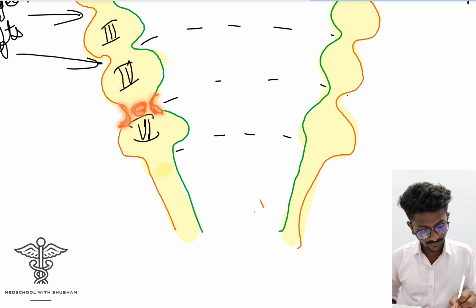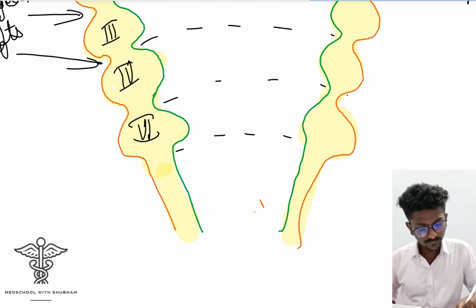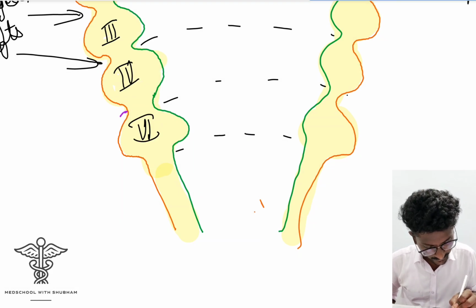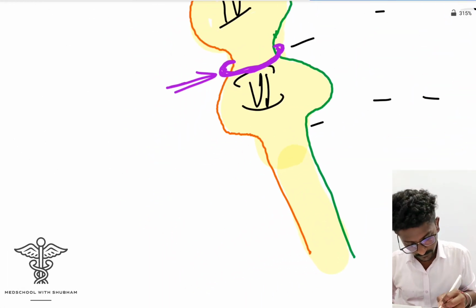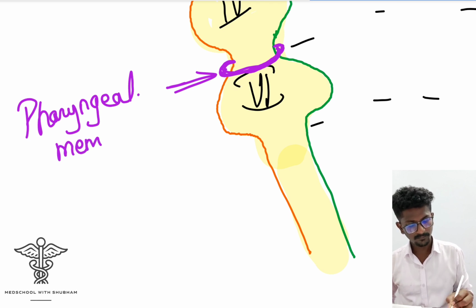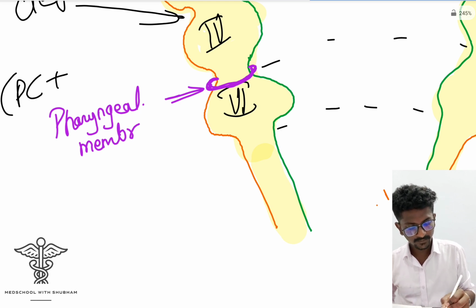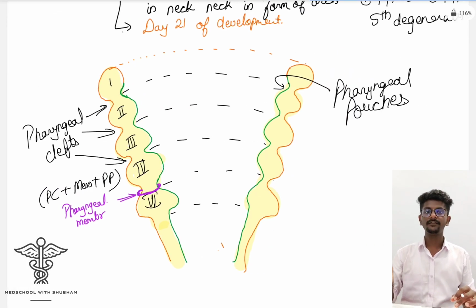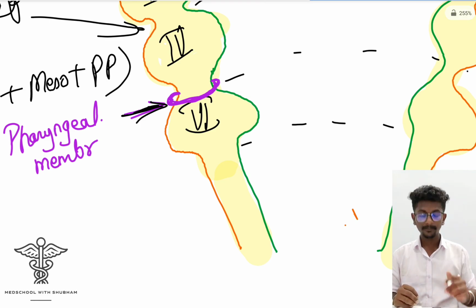Now the pharyngeal cleft, the mesoderm and the pharyngeal pouch, this entire thing over here, is called the pharyngeal membrane. So what does the pharyngeal membrane contain? Pharyngeal cleft plus mesoderm plus pharyngeal pouch. Okay. This thing is called the pharyngeal membrane.